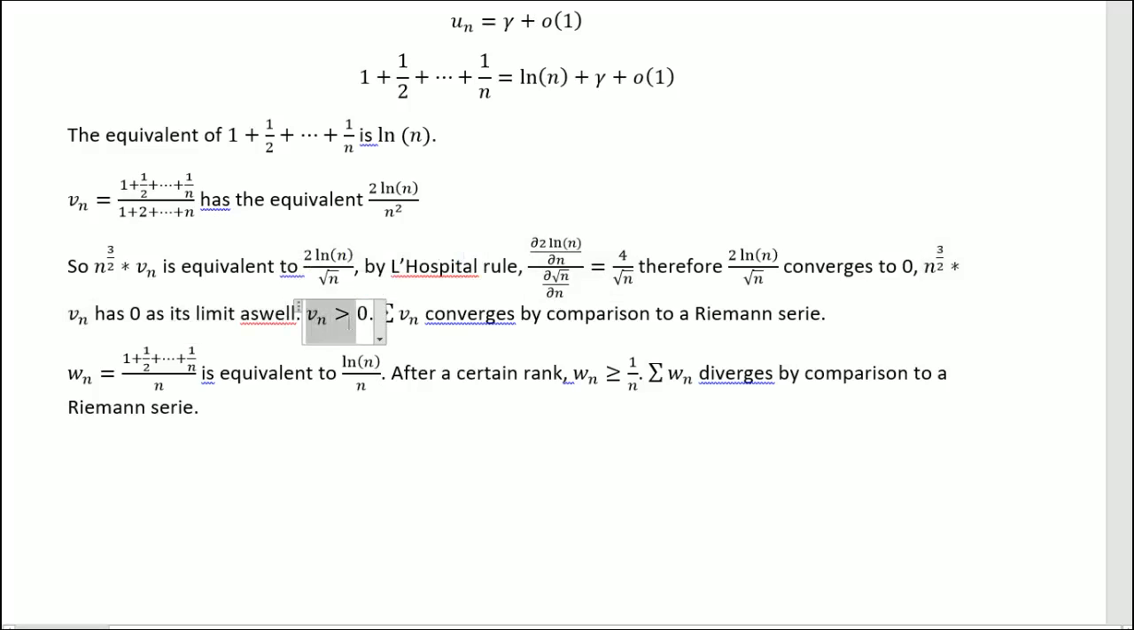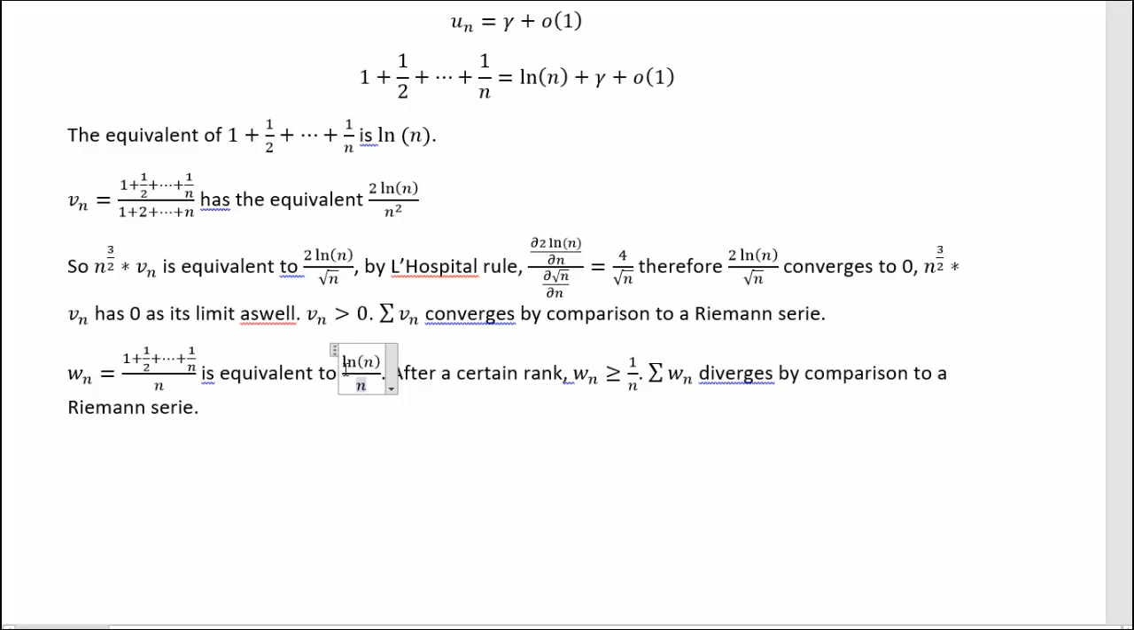So we also know that V n is positive, as a sum of positive divided by positive, and it converges by comparison to a Riemann series. And W of n is equivalent to ln n over n. So after a certain rank, W n is superior to 1 over n, and so it diverges by comparison to a Riemann series.